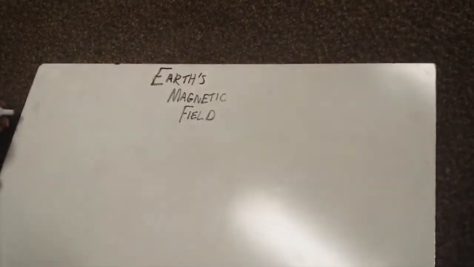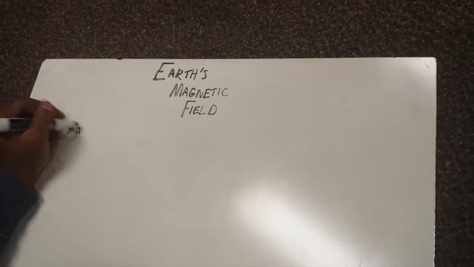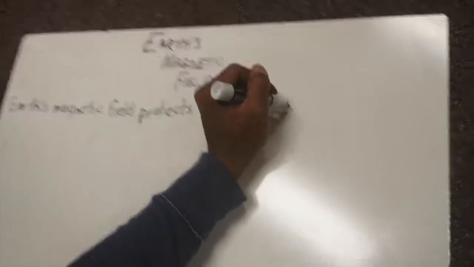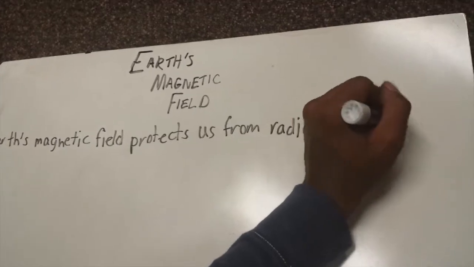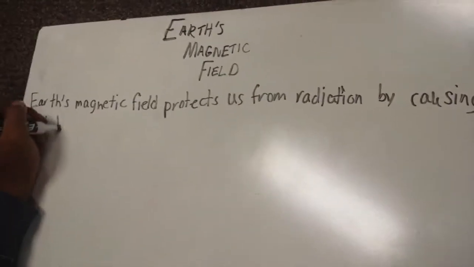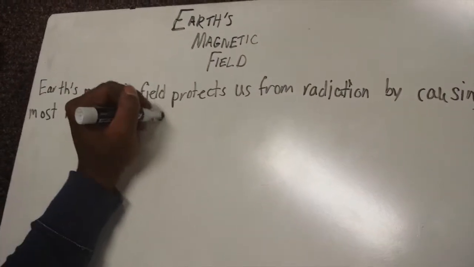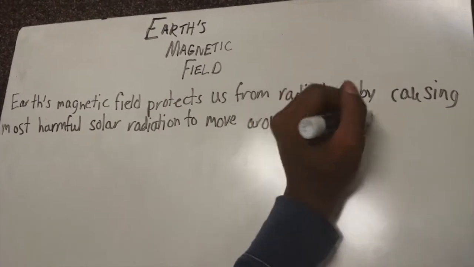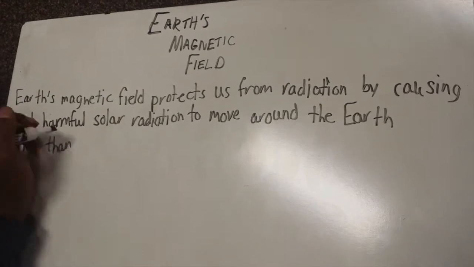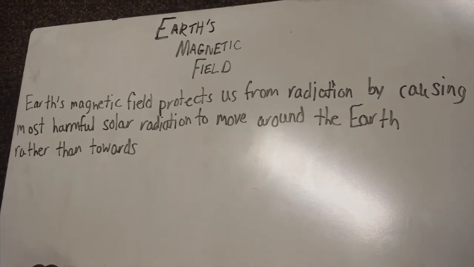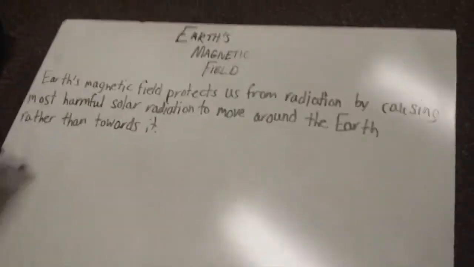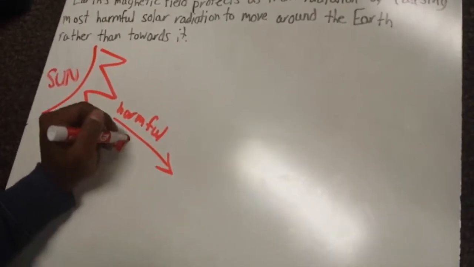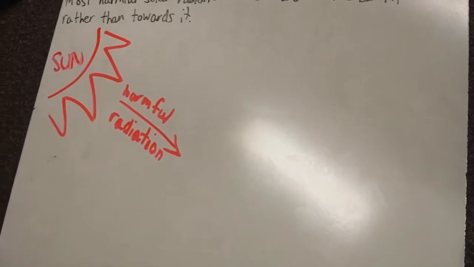And lastly, but certainly not least, we have Earth's magnetic field and its function. It serves to protect the Earth by sending some of the more harmful solar radiation around the Earth rather than straight towards it. Now, obviously, all of the radiation isn't sent away from the Earth, but it redirects most of it so that we can live a safer life on this planet we call Earth.